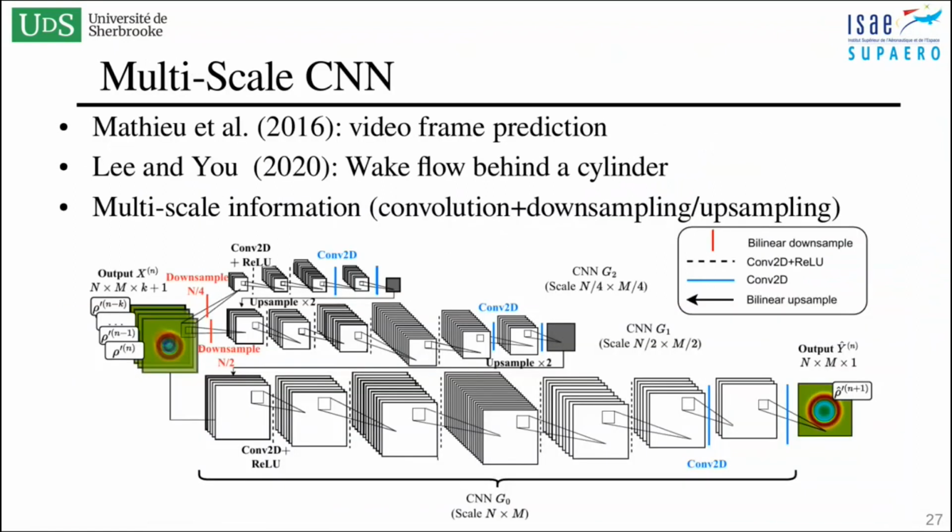Here we show the type of CNN we are using, called the multi-scale one, which was already used in the literature in 2016 for reproduction of video frames, but was later used for the prediction of wave flows behind cylinders. What is important to notice here is that it processes the inputs in a multi-scale fashion, using downsampling and upsampling pairs, followed by convolutional operations.